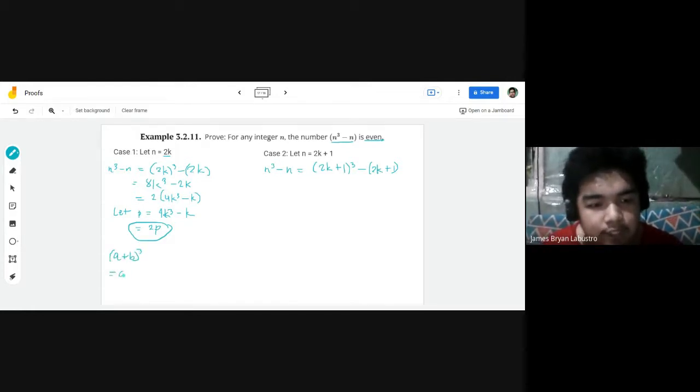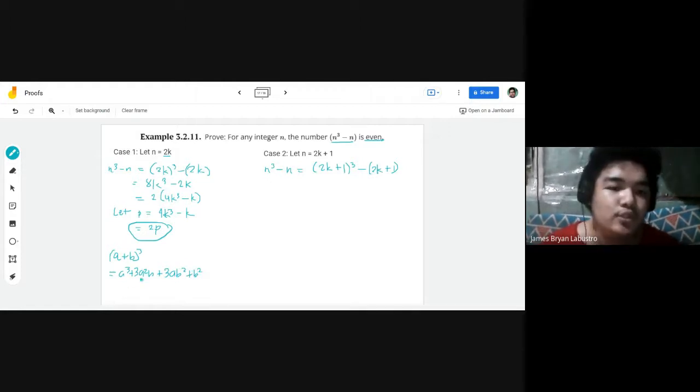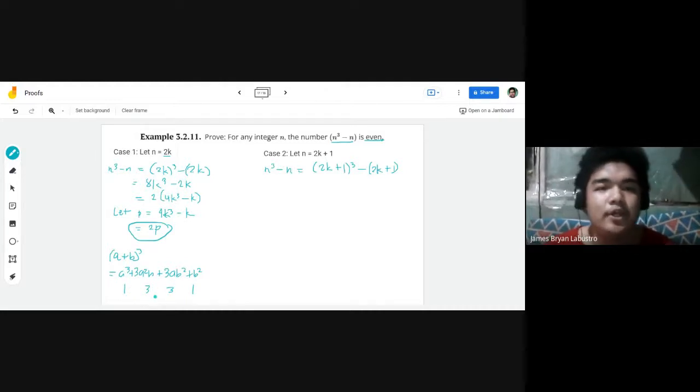So we have a cubed plus 3a squared b plus 3ab squared plus b cubed, or you can use the coefficients 1, 3, 3, 1. If all of you are STEM, you can use the binomial theorem or Pascal's triangle to improvise the statement. So it seems that 1, 3, 3, 1 is the coefficient of this one.